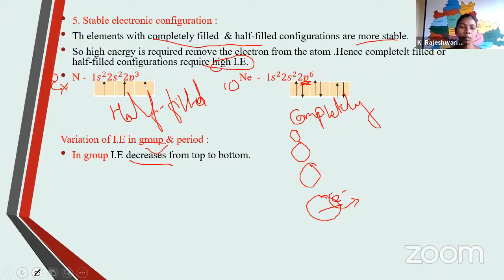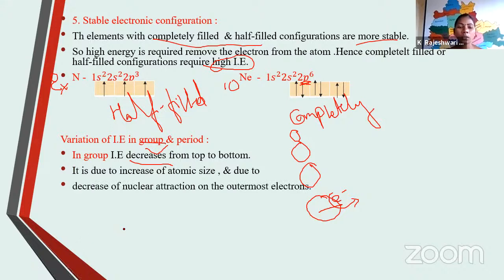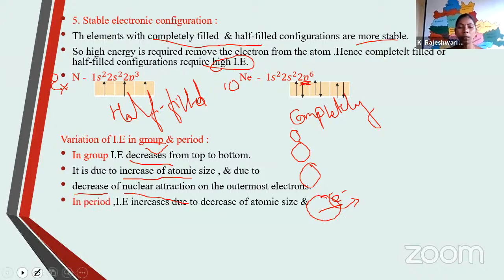Okay. So in a group it is decreasing due to the increase of atomic size and decrease of nuclear attraction. Yes, atomic size is increasing. And nuclear attraction, what is happening? It is decreasing. Decrease of nuclear attraction on the outermost electrons. Now, how does it vary in a period? In a period, it is increasing due to decrease of atomic size and increase of nuclear attraction.